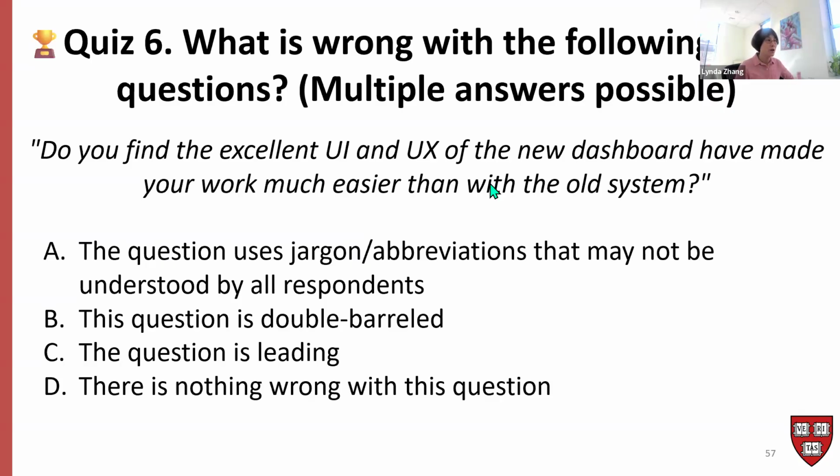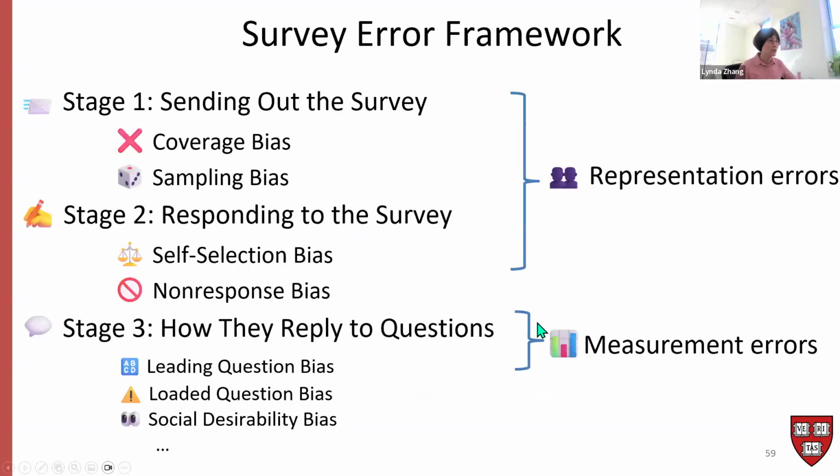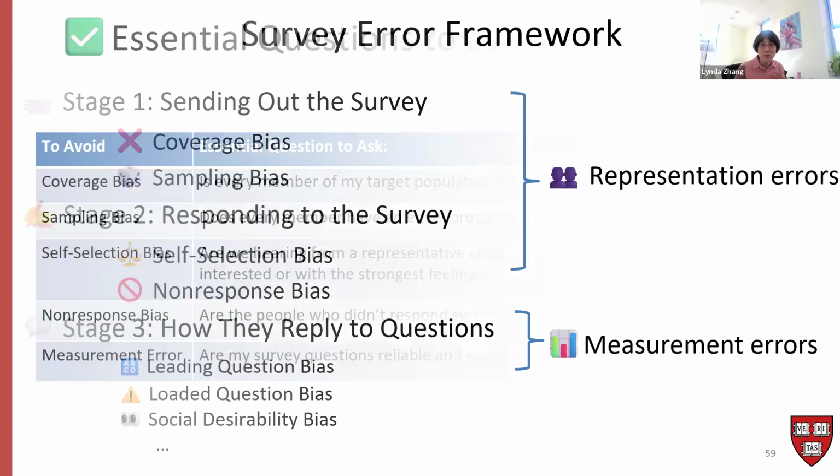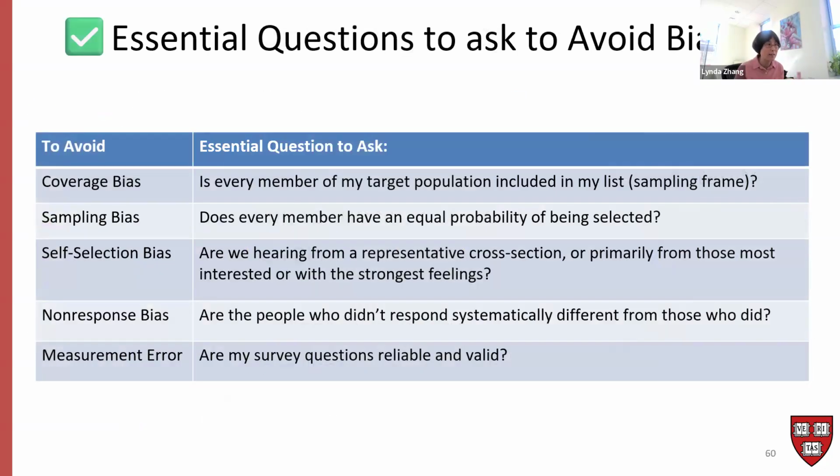All right, so here to recap, we went over biases that could occur at each stage of the survey process: when you send out the survey, when respondents decide to complete the survey, and the third stage is how they reply to the questions. We summarized questions to ask in order to avoid these different biases and errors.